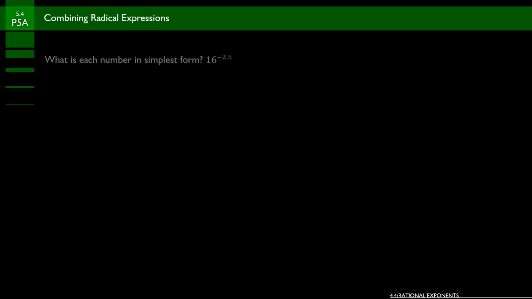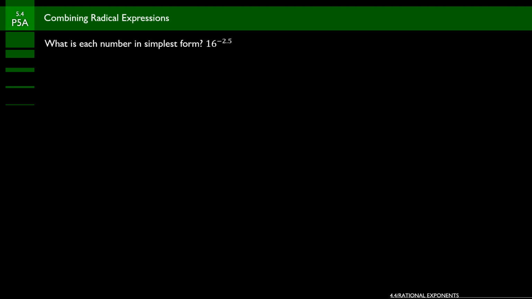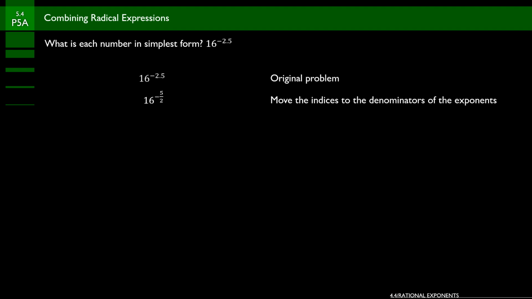For problem number 5a, what is 16 to the negative 2.5? So again, take that negative 2.5 and change it into a fraction. Negative 2.5 expressed as a fraction is negative 5 over 2. That negative exponent tells you that we're going to flip the base down into a denominator. So we get 1 over 16 to the 5 halves.